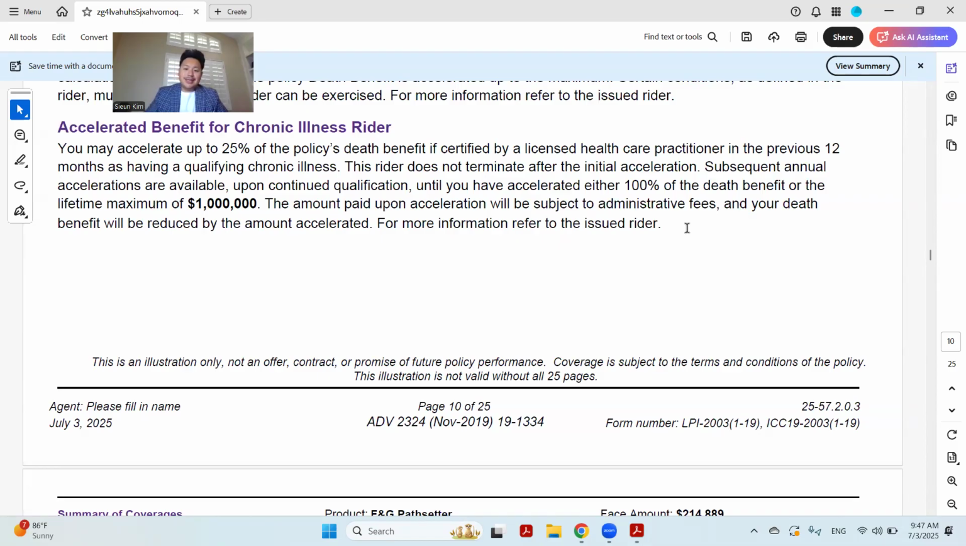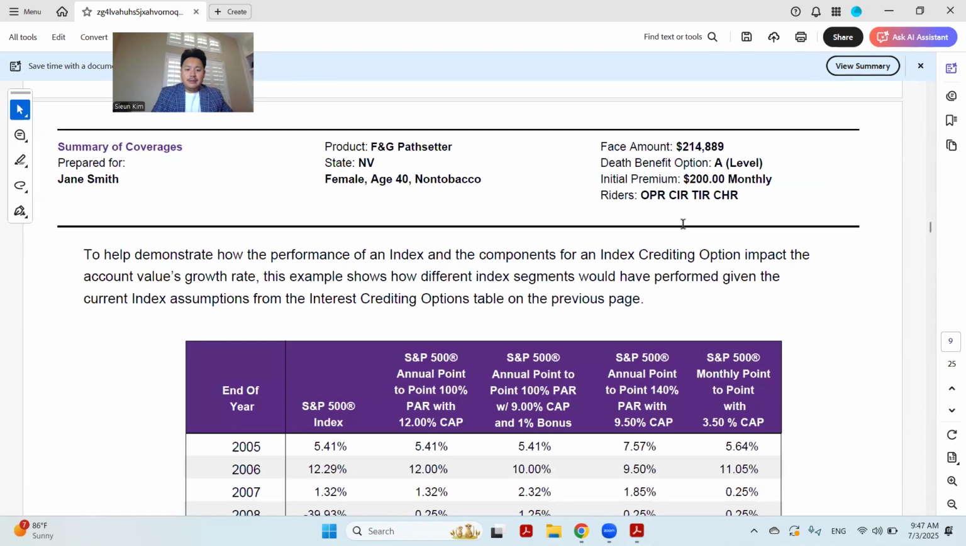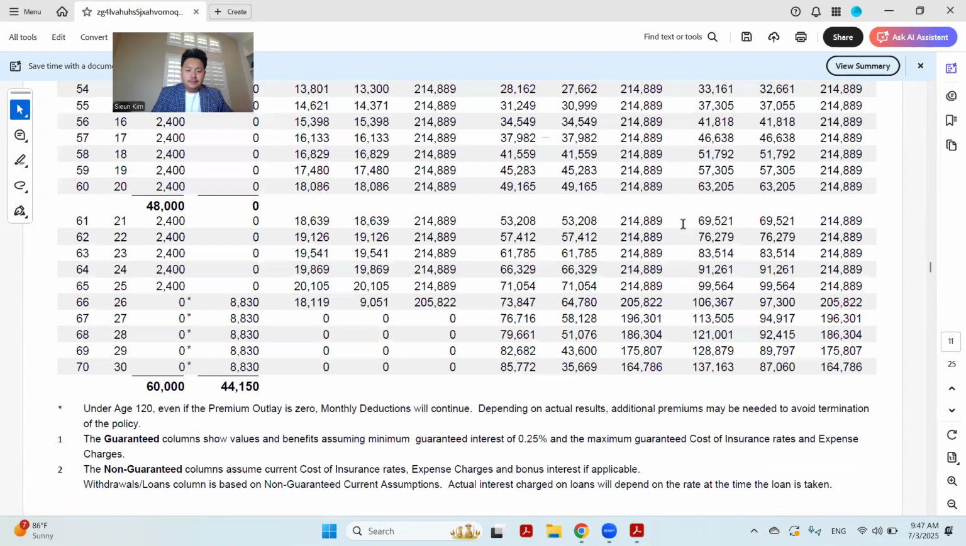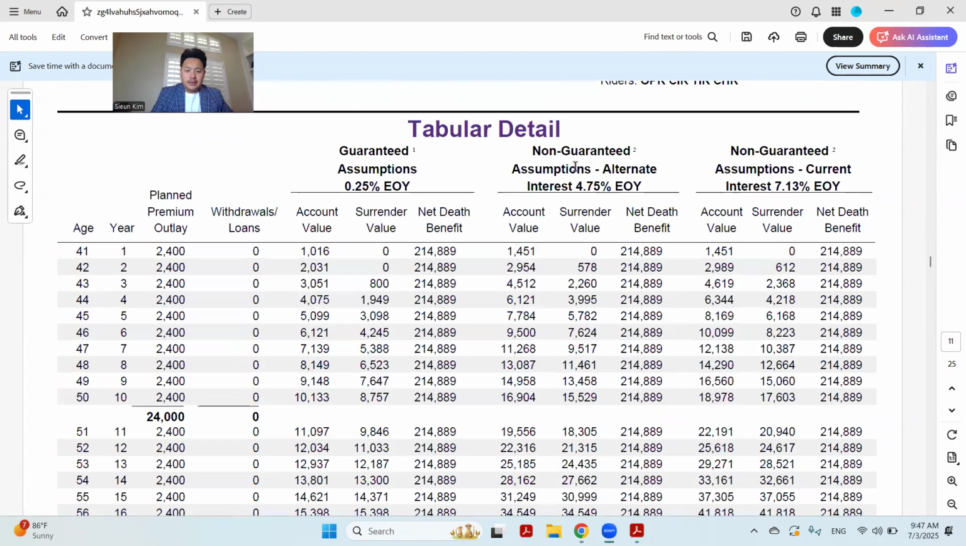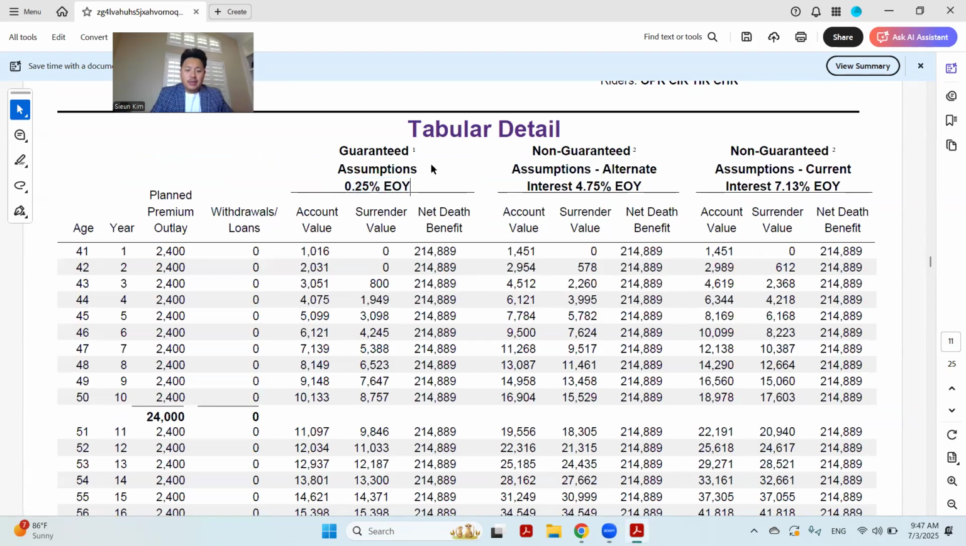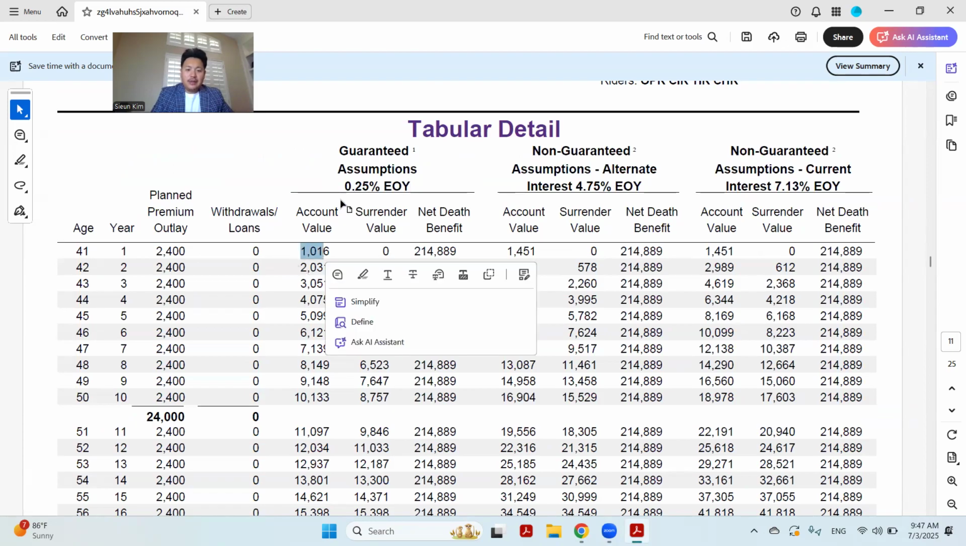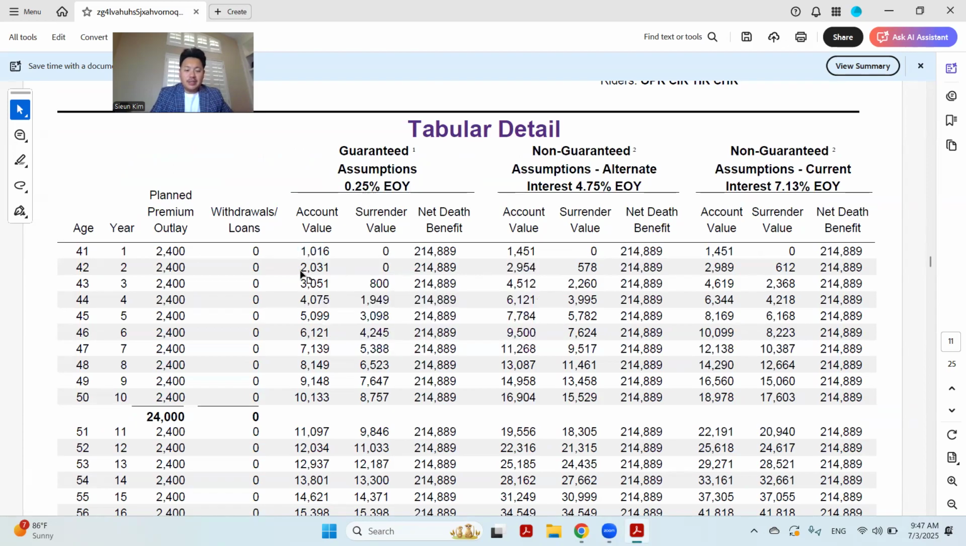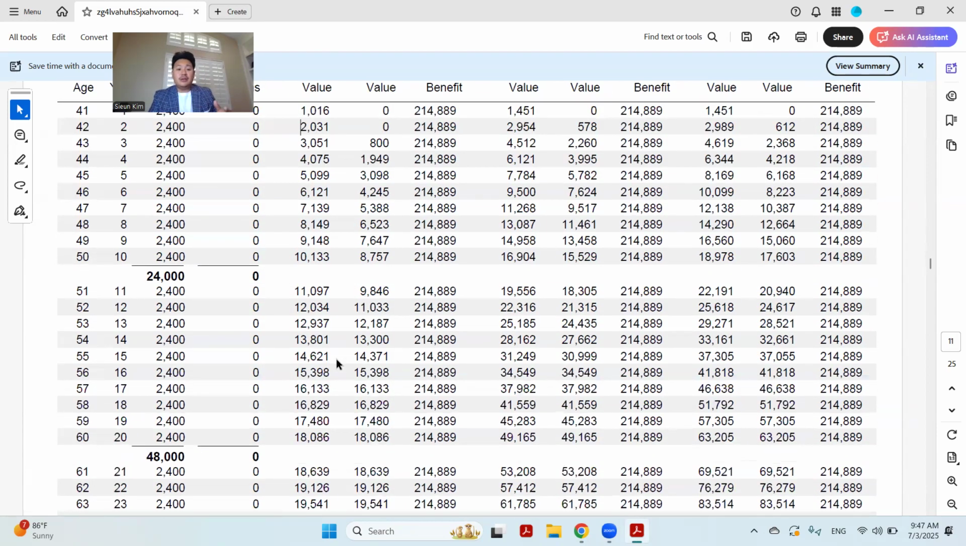So that particular index that we looked at, the indexes that we used, this 0.25 is if the market was doing negative back to back. Every year it did negative, then you get 0.25. There was another negative, so you got 0.25. So this is assuming over the next 10, 20, 30 years, just a negative market.